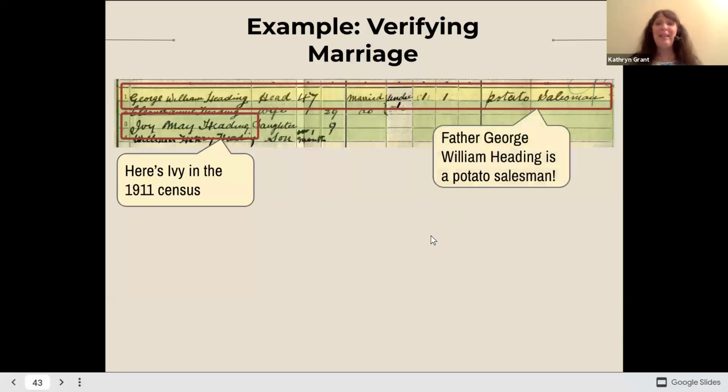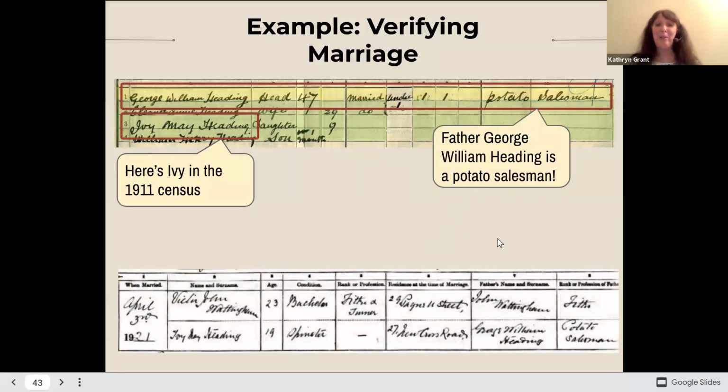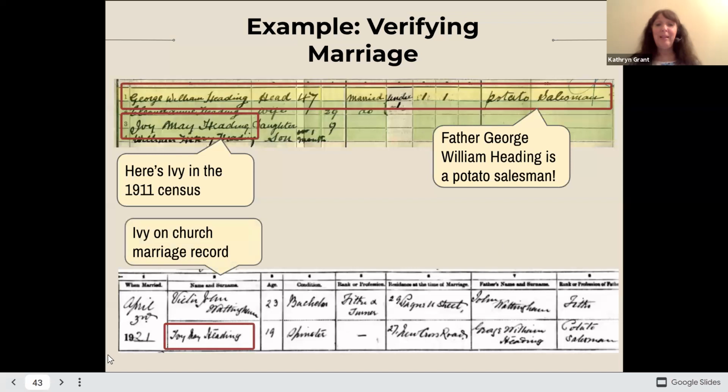So let's take a look at the marriage record. Ivy Mae Heading, George William Heading, potato salesman. And I have to say, the first time I was working on this with a friend who was a stake member or something, we were working together. And the first time I saw this, I'm all, whatever.